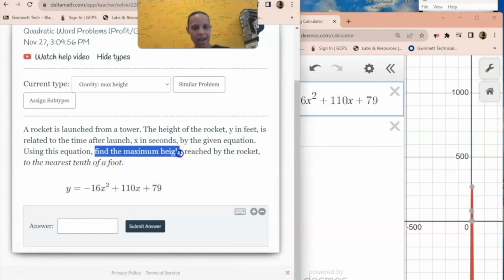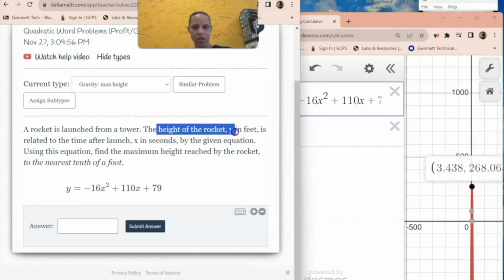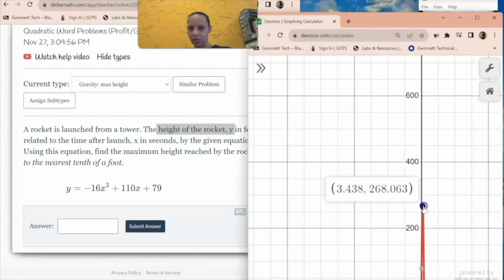Find the maximum height. I need max, so this is my max. But there are 2 answers. I could get X or Y. What is height? So let's go find it. Height of the rocket is Y. So I'm looking for the Y value right here. All right, so the Y value is this.